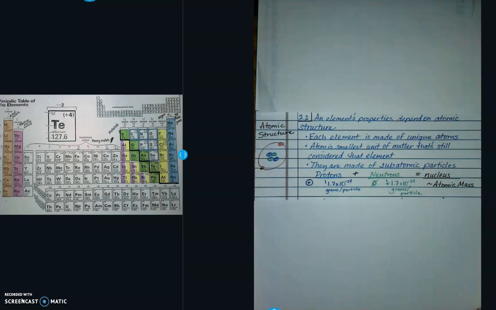A proton weighs 1.7 times 10 to the negative 24 grams per particle, and a neutron weighs roughly the same. So together, they make up the atomic mass. So number of protons plus number of neutrons equals atomic mass.